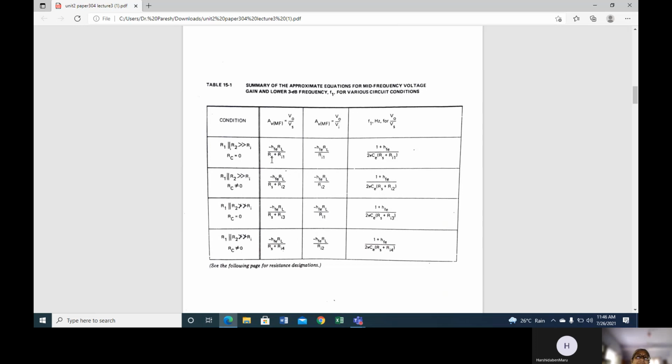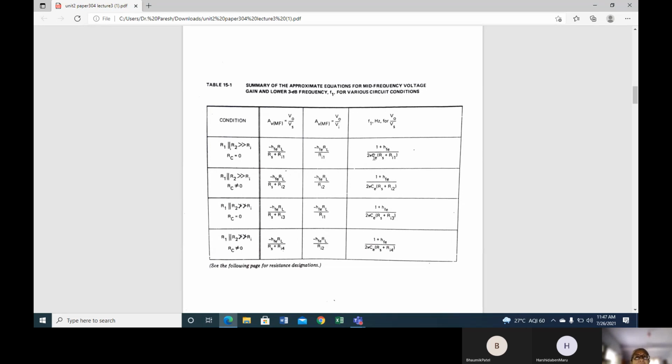We have taken it to be Rs plus Ri dash. Now what is this Ri? We will just see. And for V0 upon Vi, there is no Rs, because we are not considering the source. So you will have the same equation, but without Rs. And the lower cutoff frequency is given by this particular equation. Here we are taking only the effect of CE. When we calculate the lower cutoff frequency, we are considering only the effect of CE.